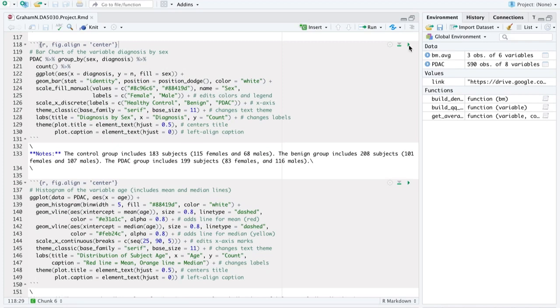I mostly explored the data by diagnosis type. I first looked at the averages for each biomarker by diagnosis type and then looked at how diagnosis was split by gender and how the age of subjects was distributed.